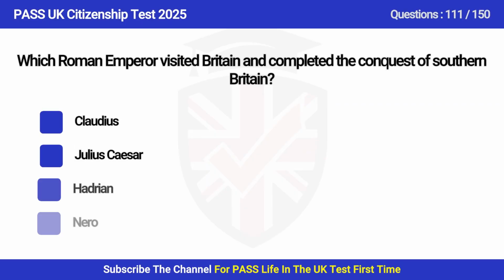Question 111. Which Roman emperor visited Britain and oversaw the conquest of southern Britain? A. Claudius, B. Julius Caesar, C. Hadrian, D. Nero.